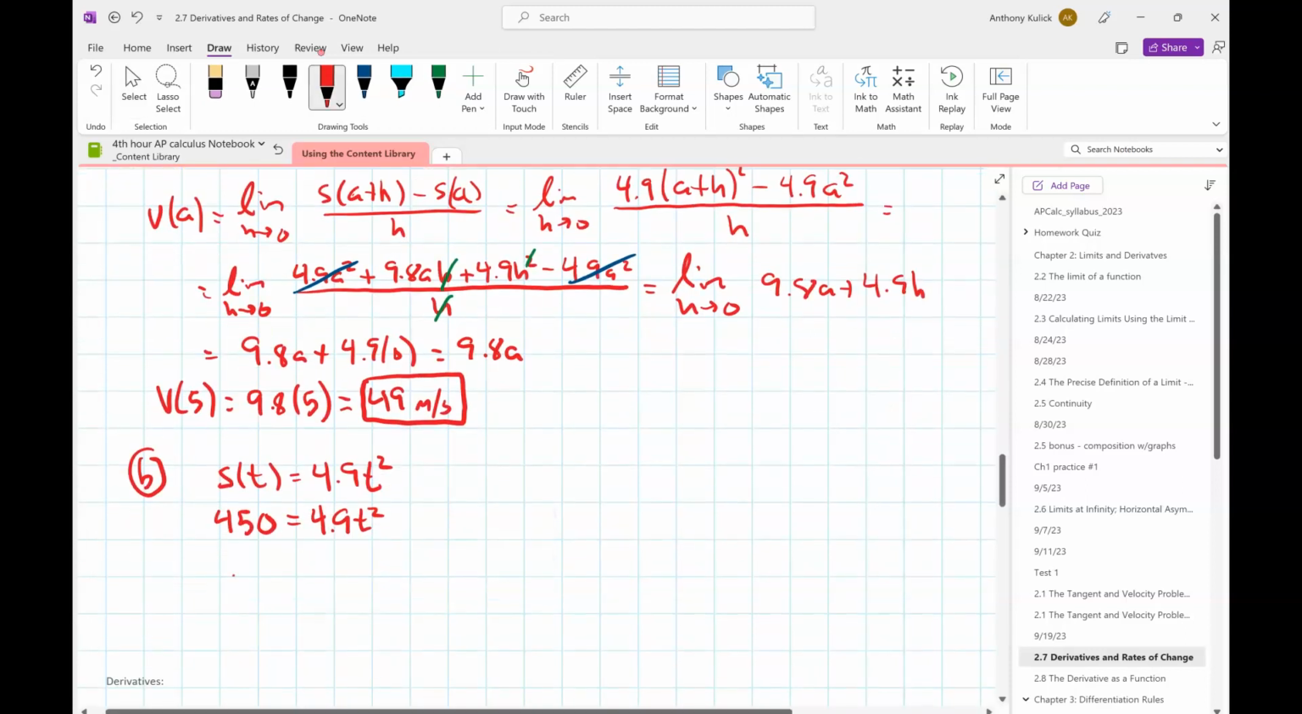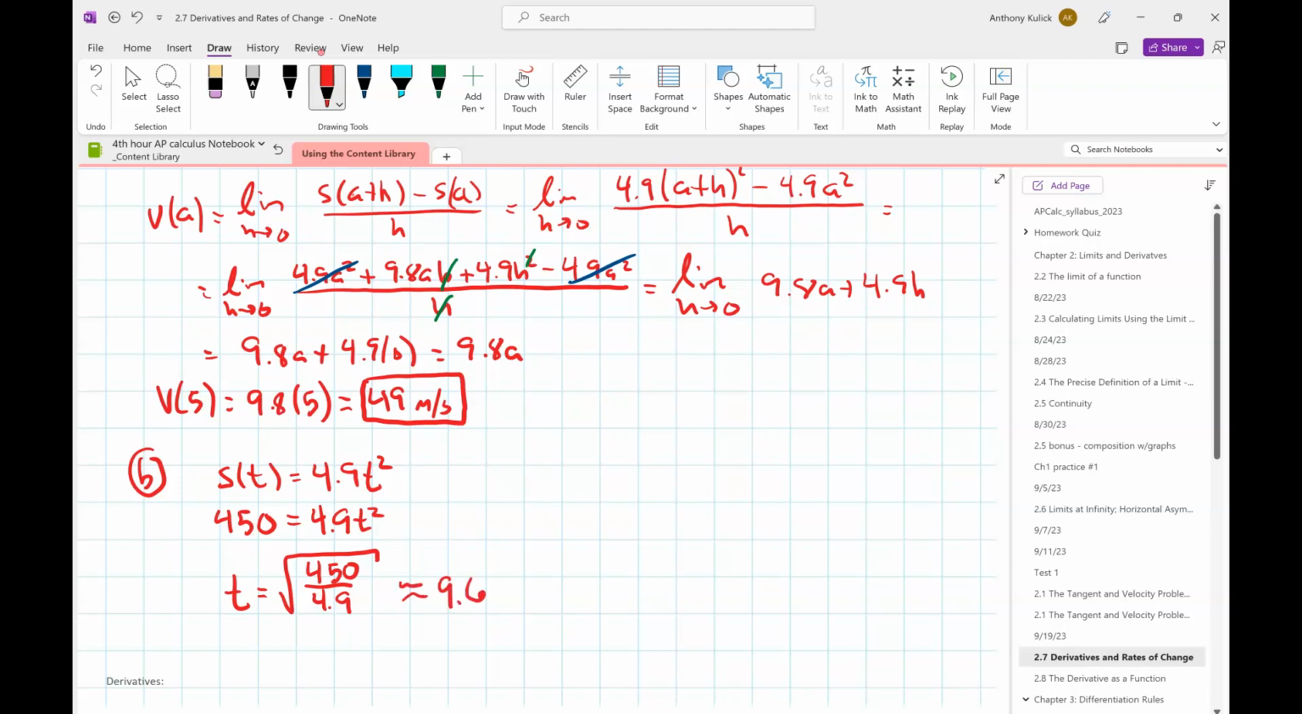So I'll divide by 4.9 and then square root both sides. And I'm going to drop the plus or minus because we're talking about time, right? So that's about 9.6 seconds when I dump that into my calculator. So what would the velocity be then? 4.9 times 9.6 squared. No. Just 9.6, v of 9.6.